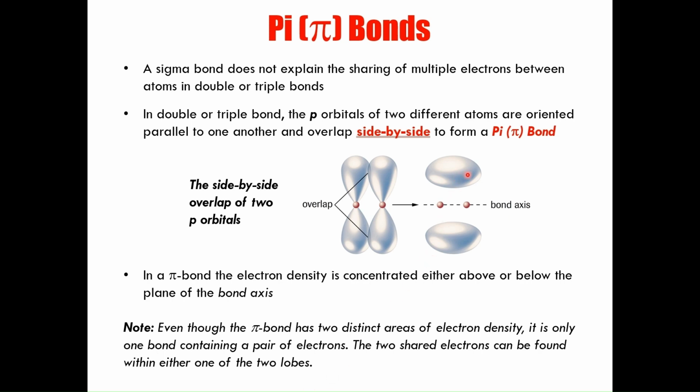So it cannot exist in both. The second pair of electrons that's being shared cannot exist in both of these orbitals. It will only exist in one of these two orbitals.